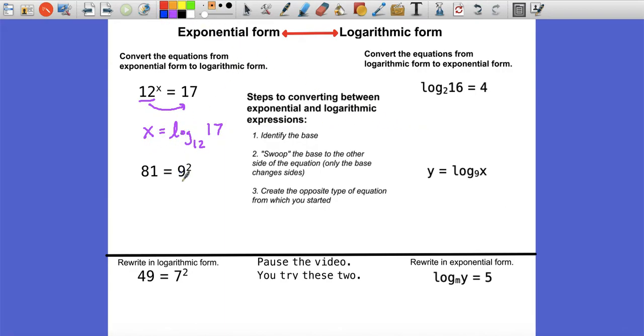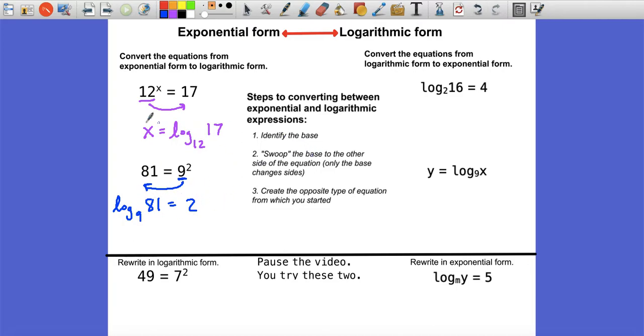All right, let's try this one. Notice it's in a different order this time. The exponential part's on the right side of the equation. So we still follow our steps. Identify the base. Well, the base of the exponent is 9, so that's our base. So that's going to swoop to the left side of the equation when we go to step 2. And again, we started in exponential form, so we're going to have to write it in logarithmic form. So we have log base 9 of 81 equals what's left on the right side? 2.